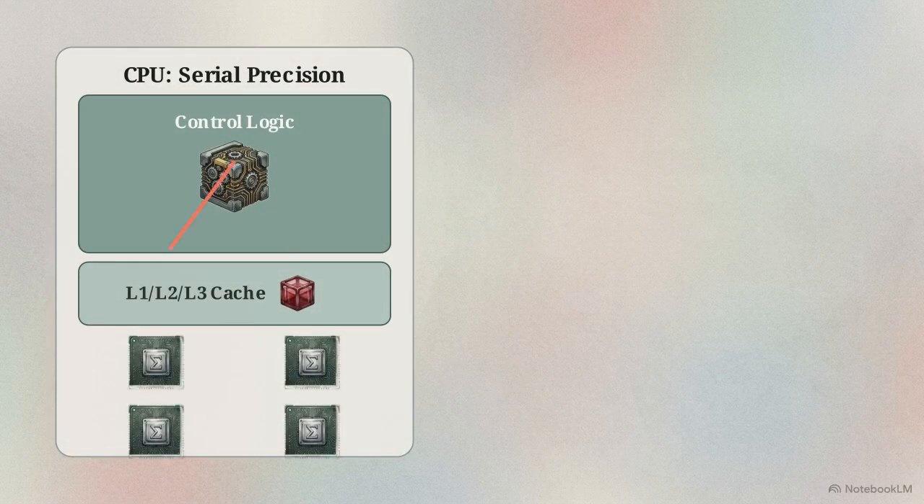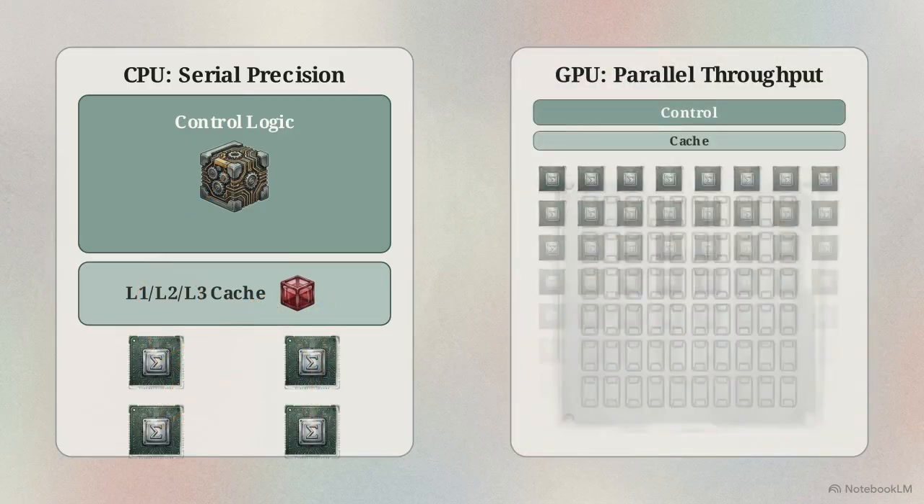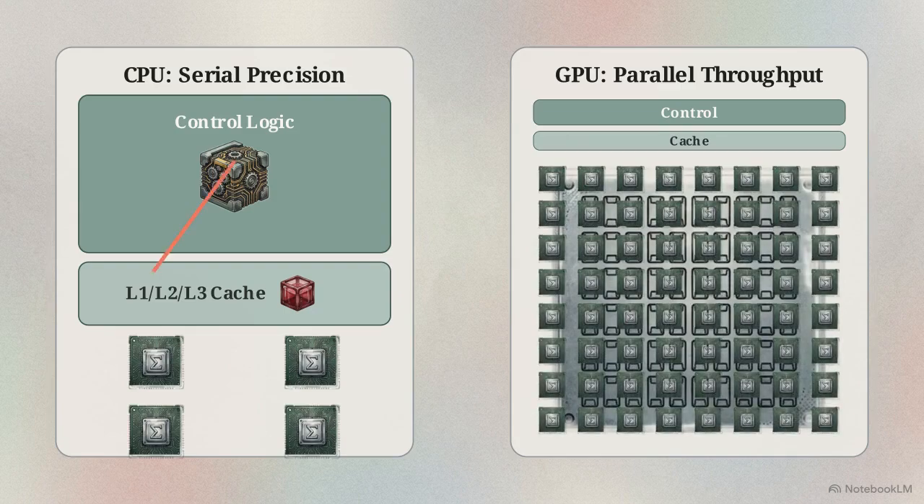A CPU is built for serial precision. It allocates significant die space to complex control logic and deep caches to ensure that a single thread of execution can complete sequential, logic-heavy work. A GPU ignores serial complexity to prioritize throughput. It packs thousands of simplified arithmetic units onto the silicon, designed to execute a vast number of parallel tasks simultaneously.